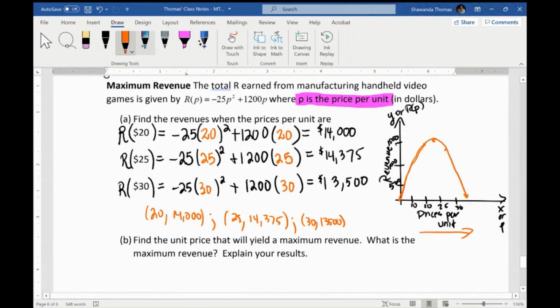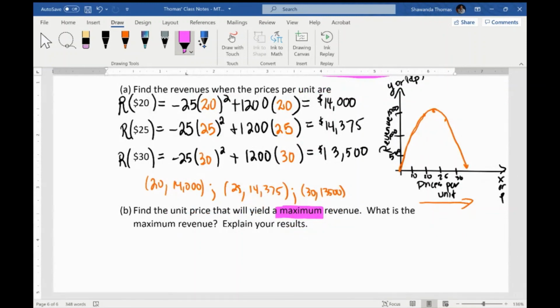So for B, it says find a unit price that will yield a maximum revenue. We want to know how much should we sell this video game for. Now, in this section, we found the maximum and the minimum. What's another name for the maximum and minimum? In this section, what did you learn was another math term for the maximum and minimum? The maximum and minimum are also called the blank of a function. Vertex. Vertex, yes.